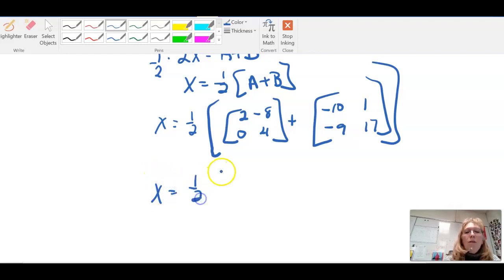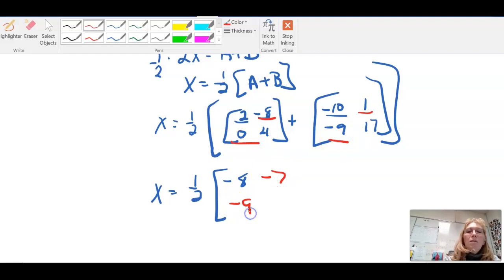So now it's 1/2, and the matrix I get here is 2 plus a negative 10, which is negative 8. Negative 8 plus 1, which is negative 7. 0 plus negative 9 is negative 9. 4 plus 17 is 21.